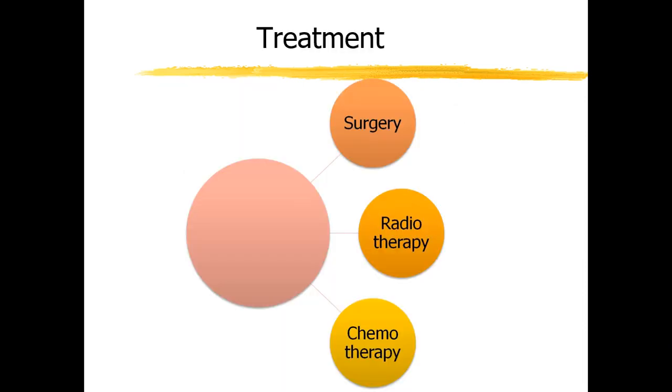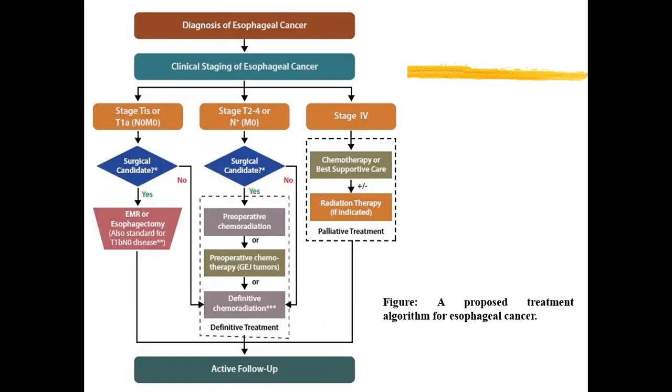Now what is the treatment of carcinoma of the esophagus? It is always surgery, radiotherapy and chemotherapy. As a surgeon you have to decide whether this patient needs upfront surgery or chemoradiation followed by surgery. But this is only for cases which are resectable. In resectable patients you can think of surgery and chemoradiotherapy, but for cancers which are non-resectable, you have to go for palliative treatment.